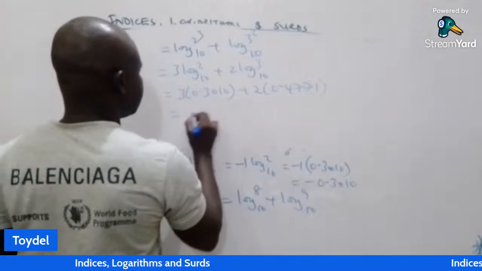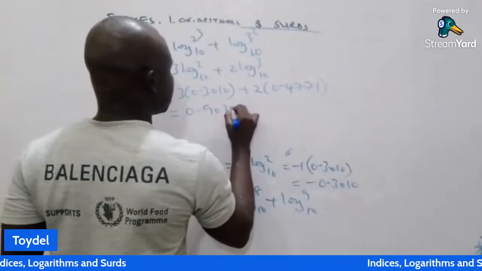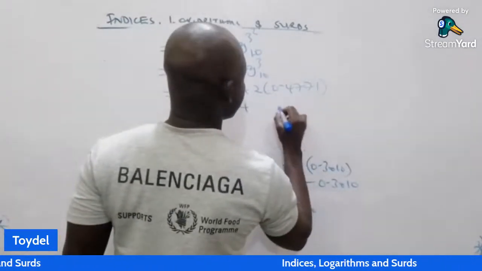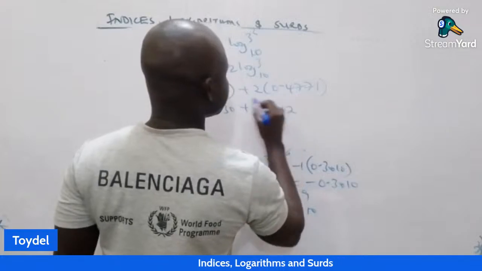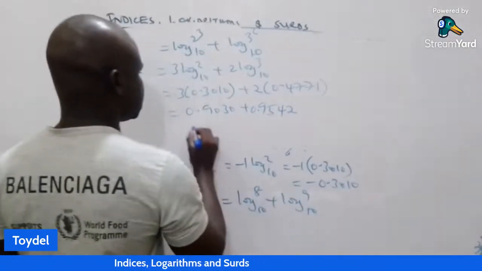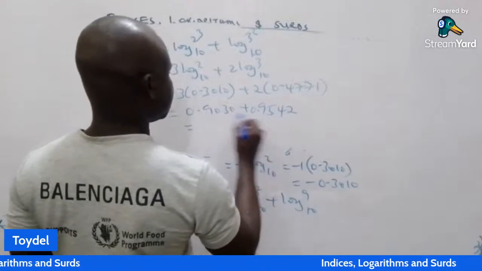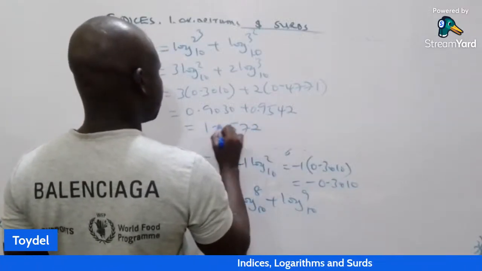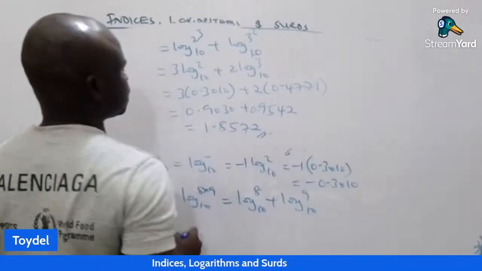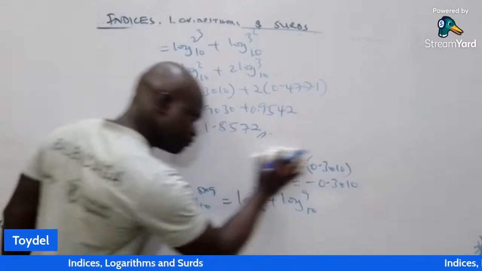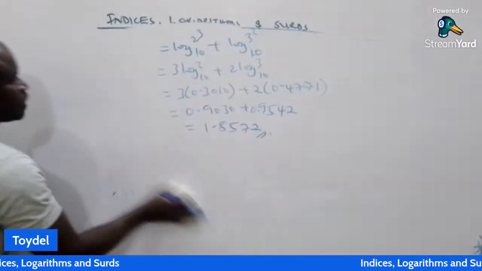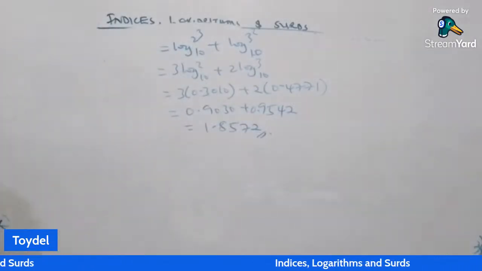Then from there, if we multiply, we have 0.9030 plus 0.9542. If we add the two together, we are going to have 1.8572. If we do it correctly, maybe that's what we are going to arrive at. So that is that about logarithm.